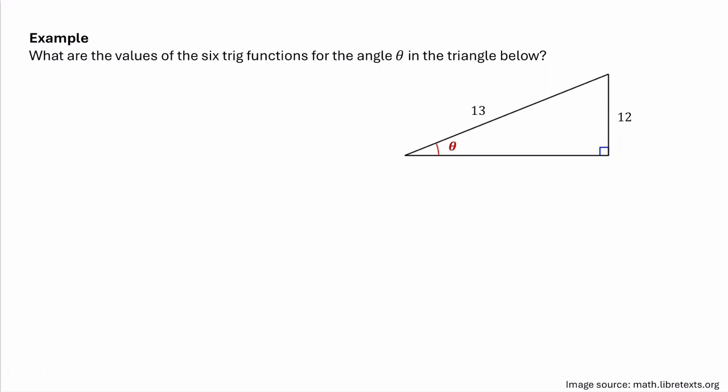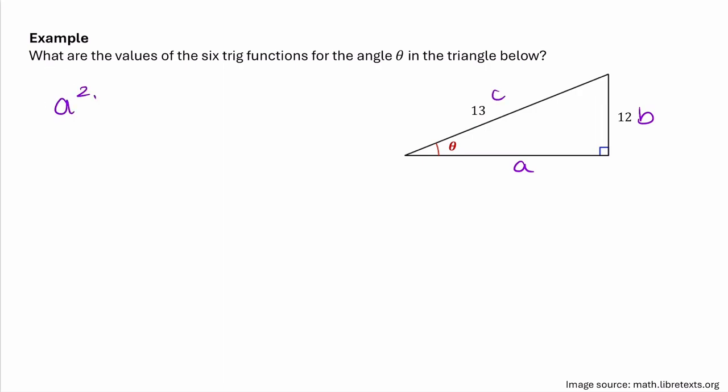It wants us to find the values of the 6 trig functions for the angle theta in the triangle below. Whenever you're doing these triangle problems, remember that to find all 6 trig functions, you need all of the sides. Since these are all right triangles, you want to use the Pythagorean theorem to find any missing sides. So my first step is just going to be to do that.